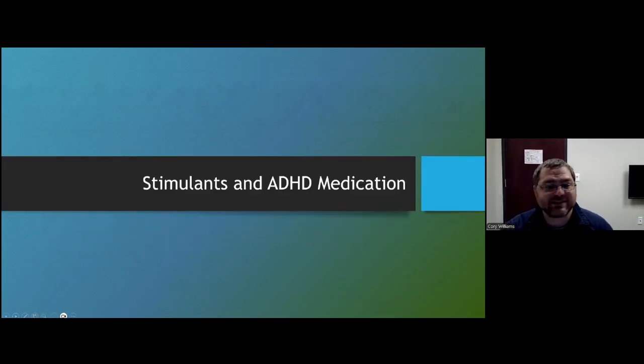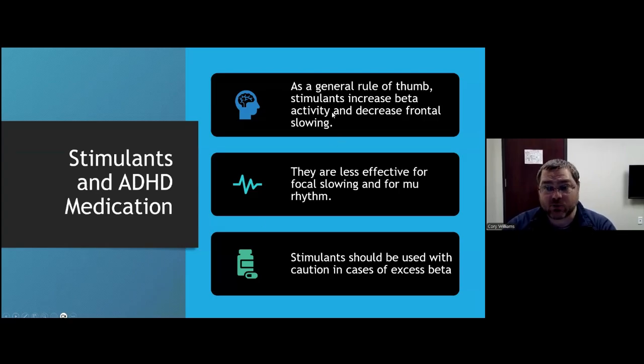So speaking of stimulants, let's take a look. These are most commonly used in cases where people are struggling with symptoms related to ADHD, right? As a general rule of thumb, this medication class will increase beta or sometimes SMR activity, and it will typically decrease slowing. So, theta, delta. It's less effective for focal slowing and for mu, and we'll talk about that in a moment. And we want to be careful if we're using a stimulant for somebody who already has a lot of beta, okay? And I would also add here, for somebody who has a lot of fast alpha, we also want to be careful. Stimulants can make them a little more agitated.